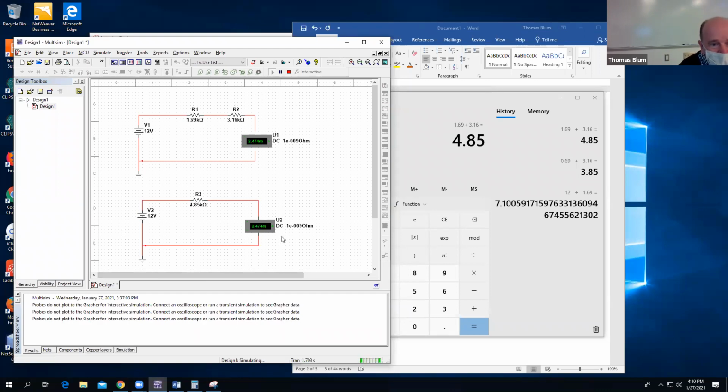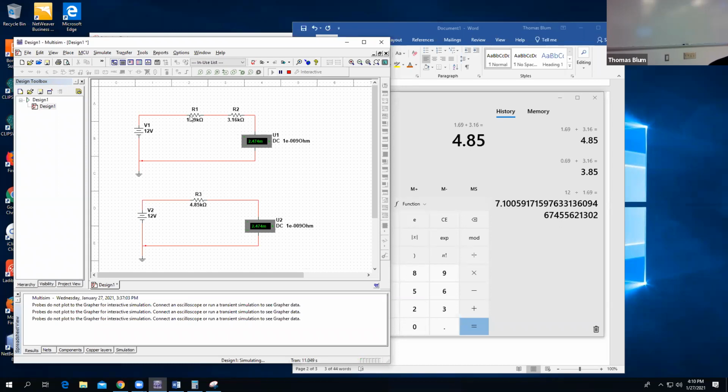And they have, for the same voltage, they give you the same current. So these 2 resistors in series, R1 and R2, see the same current of 2.47 milliamps. I can replace those 2 resistors with 1 resistor.